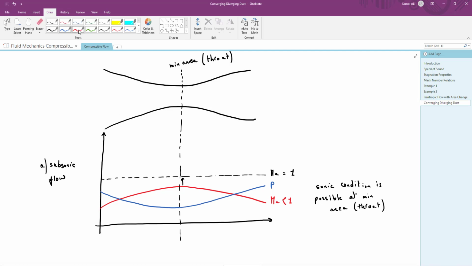Now, let's consider a case where we take a subsonic flow at the inlet of this converging diverging duct. However, we will take a higher velocity here, and let's say that the flow will reach sonic condition at the minimum area. So there is a possibility to have this transition to the supersonic condition in the diverging section.